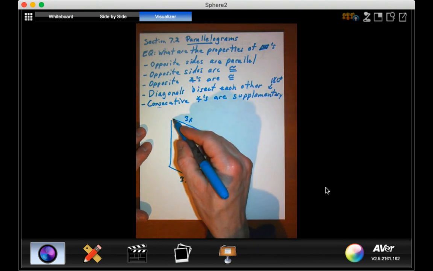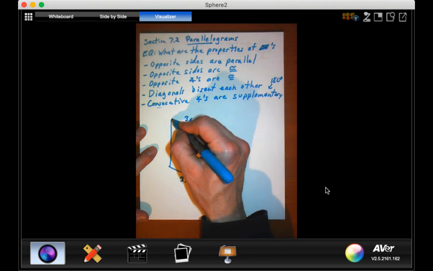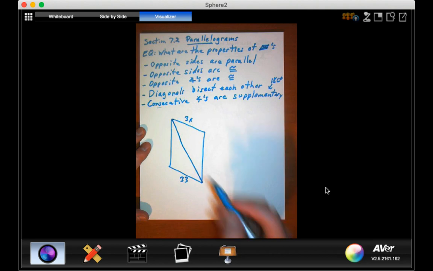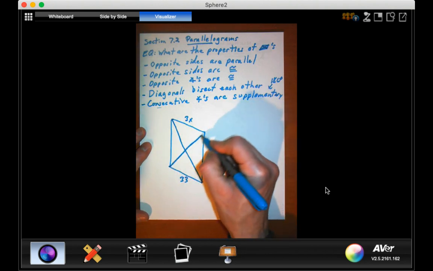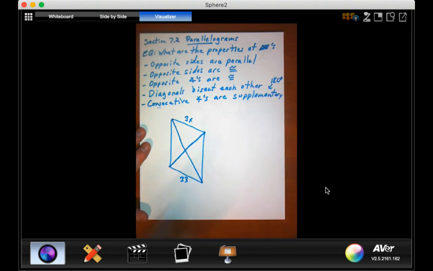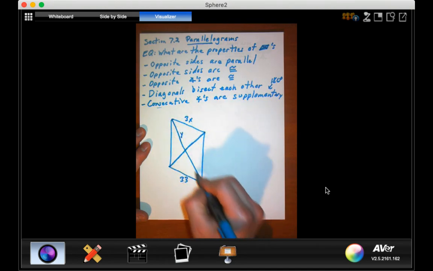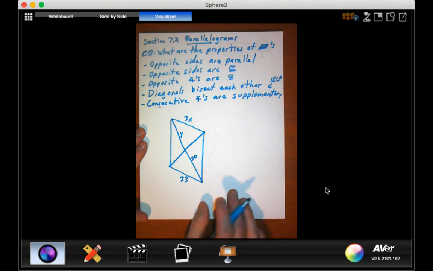So we're going to draw on the diagonals. The diagonals go from here down to there. That is a diagonal of a parallelogram. There are 2 of them, from opposite vertex to opposite vertex. It tells us that this length right here is y. We have this length here is 30.